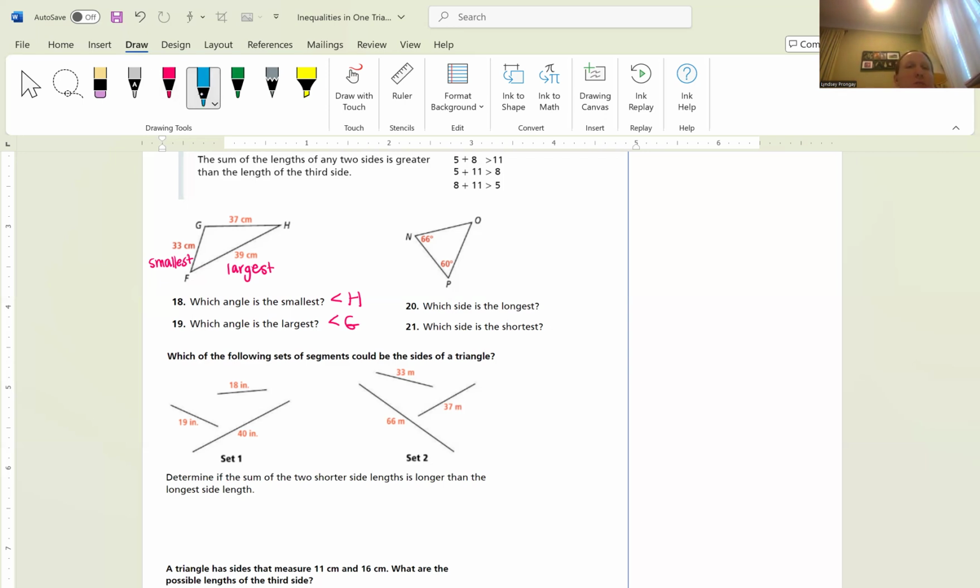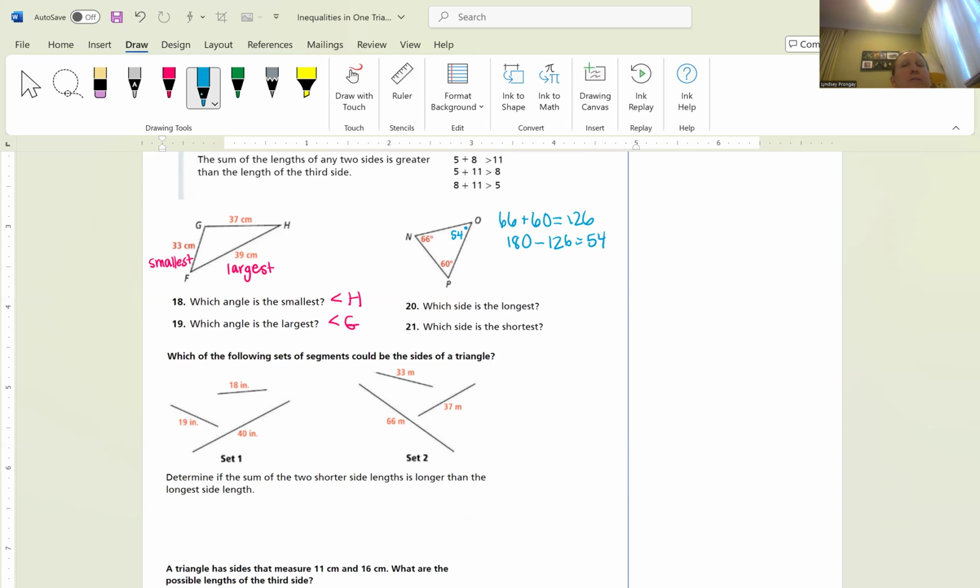Okay, the next one is going backwards. Here we're given some angles. We're going to decide what sides are the longest and the shortest. However, we don't have enough information yet, but luckily we could fix that because we know that the angles in a triangle add to 180. So far we have 66 and 60, which is 126, and 180 minus 126 is 54. So that missing angle O is 54.